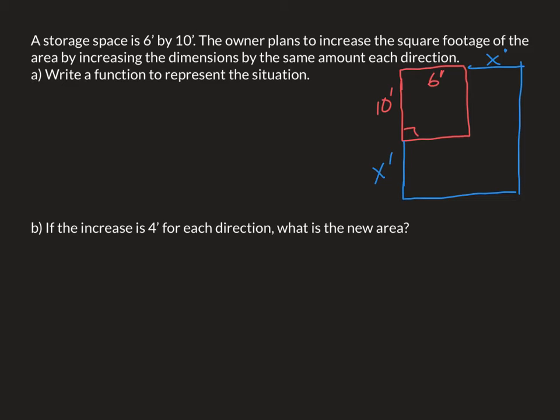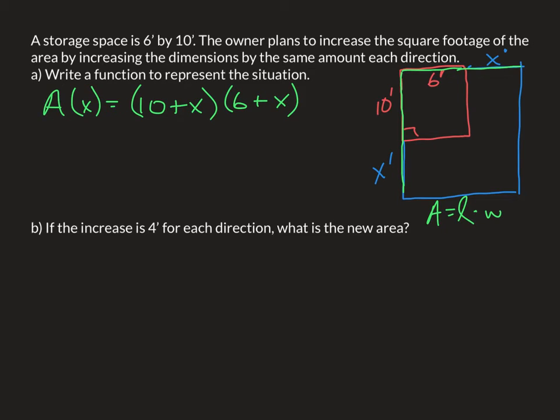So part A asks us to write a function to represent the situation. Now, we know the area formula. I'm going to say A of x for my function. So I input an x value and I'm going to output what the new area is. But area is typically found by doing length times width. Now, the length of this thing is 10 units plus x more, so I can say 10 plus x. Meanwhile, our width was 6 plus x more, so our width we can say is 6 plus x.